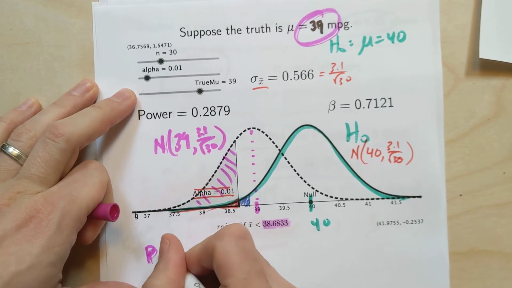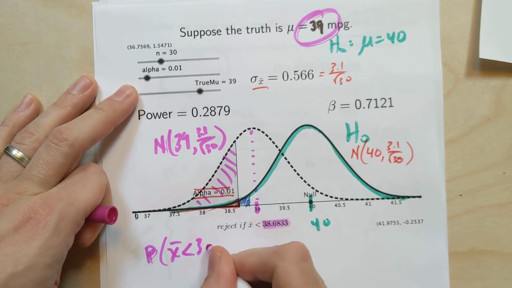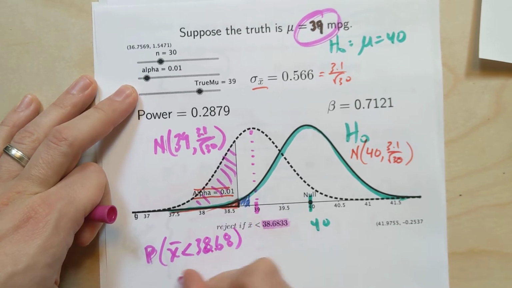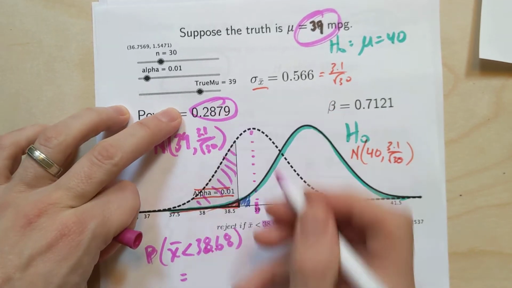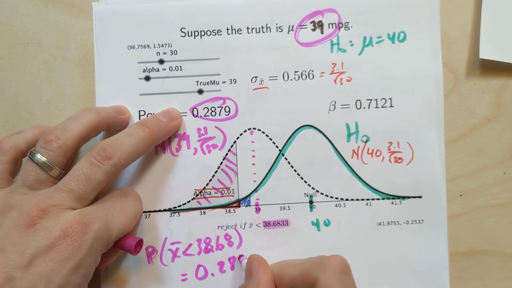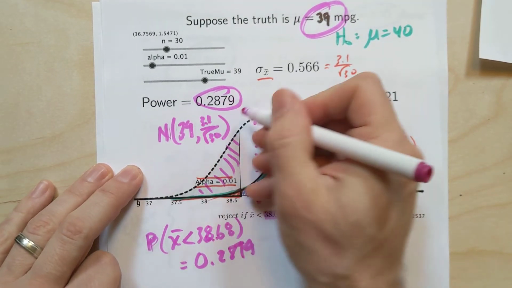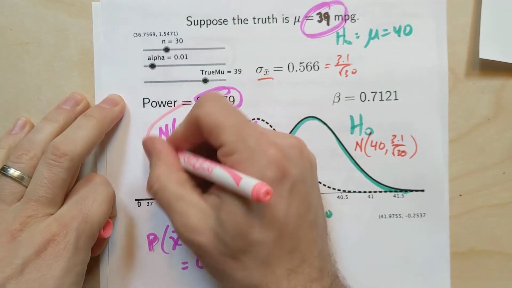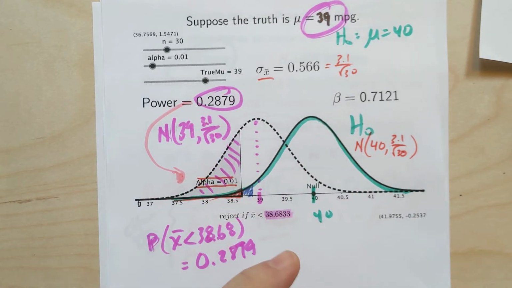So if I was to go in my calculator and ask what's the probability of getting a sample mean less than 38.68, I could use normal CDF based on this distribution, and it would come out to this number right here, 0.2879. That is actually the area under this curve right here. If you want, you can throw it in your calculator and check. I was right. And so that's the power of this test.